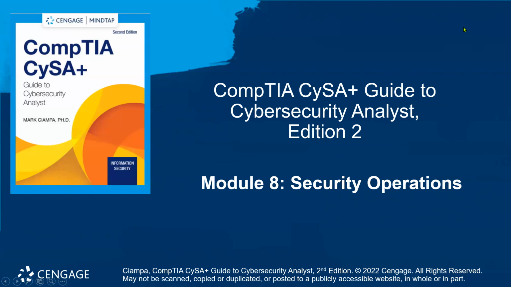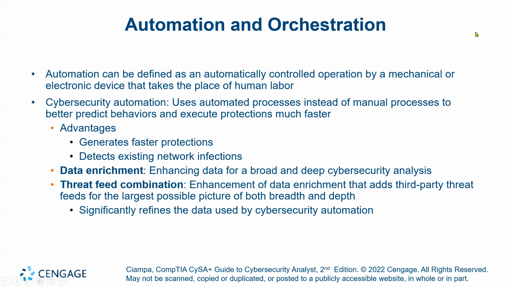So tonight we're going to go over Module 8, Security Operations. Automation and orchestration. So automation can be defined as an automatically controlled operation by a mechanical or electronic device that takes the place of human labor. Cybersecurity automation uses automated processes instead of manual processes to better predict behaviors and execute protections much faster. The advantages are it generates faster protections and detects existing network infections.